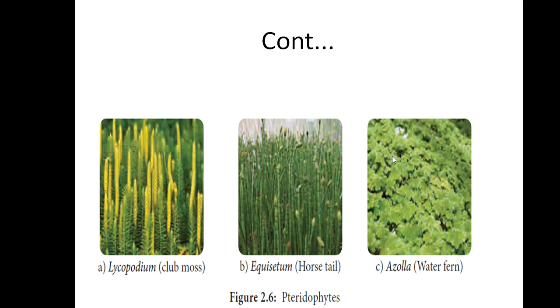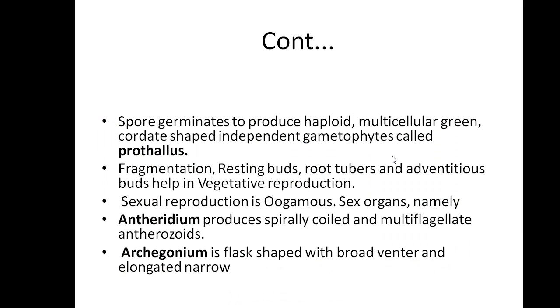So this is just the picture of Lycopodium, that is club moss, and Equisetum, horsetail. It looks like a horsetail, so it is called horsetail. Okay, and Azolla, it's a water fern, very very important. You have studied this in mycorrhiza and lichens. And also the spore germinates to produce a haploid multicellular green, cordate-shaped, independent gametophyte called the prothallus.